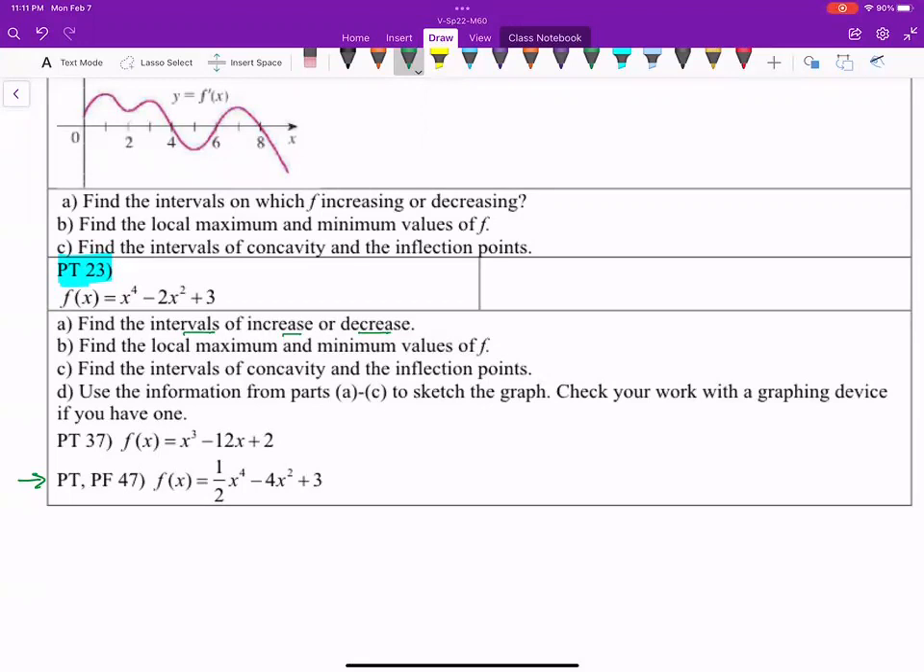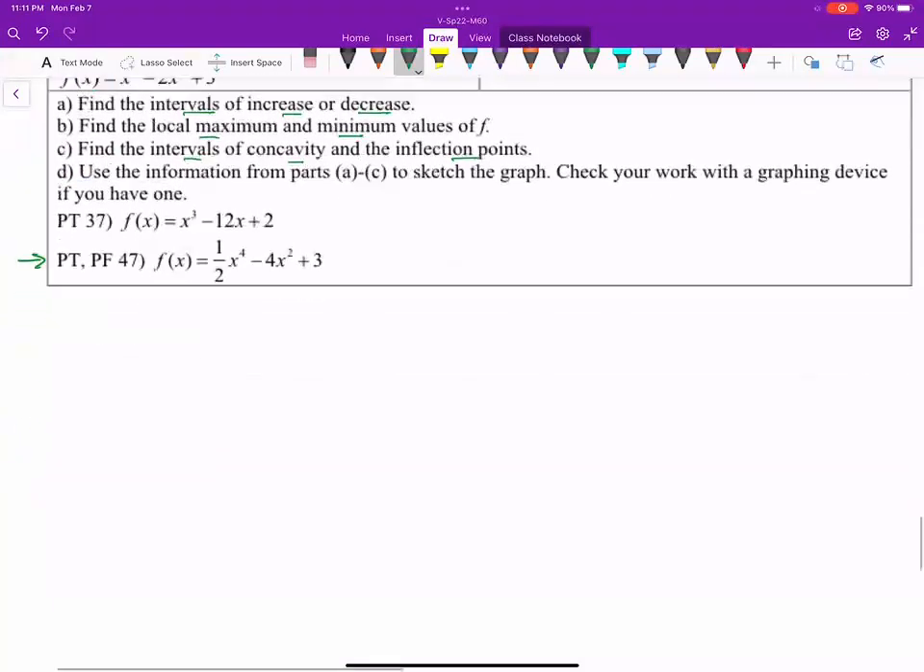So find the intervals of increase or decrease. Find the local maximum and minimum values of f. Find the intervals of concavity and inflection points. Use the information from parts A to C to sketch the graph. Check your work with a graphing device if you have one. So let's try number 47 here.